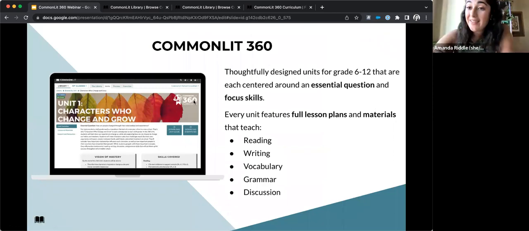So now that you've seen the lay of the land of all the 360 units and their outcomes, I want to drill down into a particular unit and start to unpack all of the great lesson materials that you have. So as a reminder, there's reading, writing, vocabulary, grammar, and discussion that all speak back to this essential question and key focus skills.